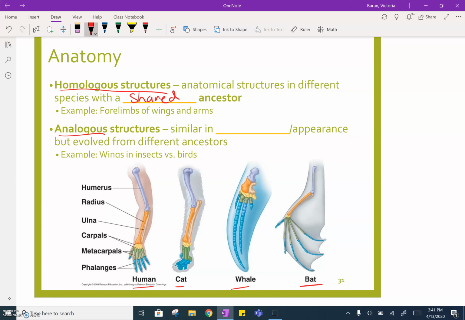We also have analogous structures. So these are structures that are similar in function and appearance, but evolved from different ancestors. So let's say wings in insects and birds. Insects and birds are completely different in terms of their ancestry. However, they both have wings, and that is in order to adapt to their specific environment. The function of flight has benefited them.